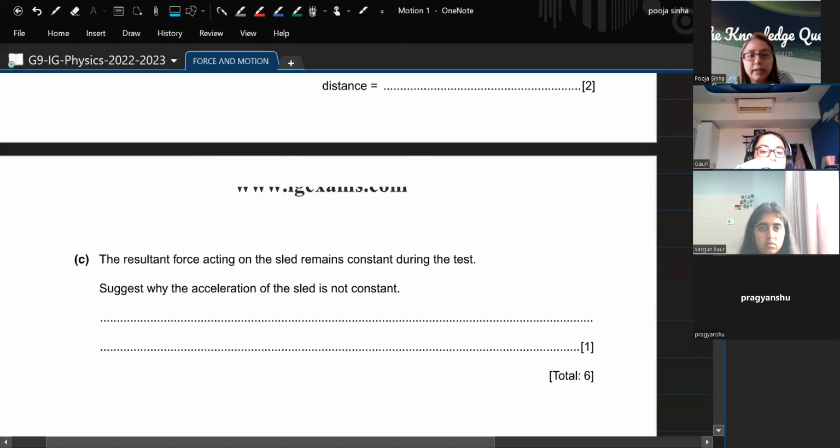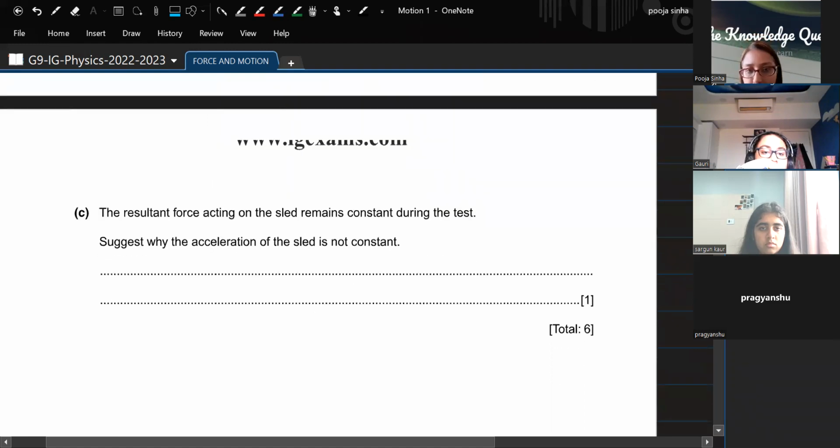The resultant force acting on the sled remains constant during the test. Suggest why the acceleration of the sled is not constant. The resultant force acting on the sled during the test appears to be constant, but it is not constant.